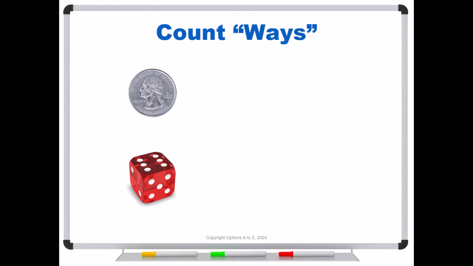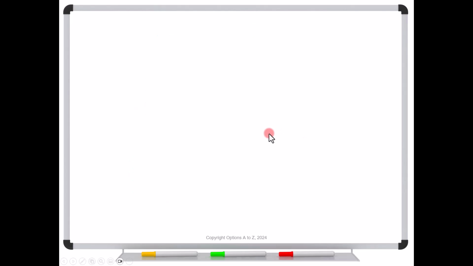So for example, let's say I flip a coin and then roll a standard six-sided die. What are the total possibilities? Well, how many ways can the coin come up? There are two ways, heads and tails. How many ways are there for the die to come up? There are six ways. So we have two ways and six ways. We simply multiply those and we get 12 ways. There would be 12 different combinations.